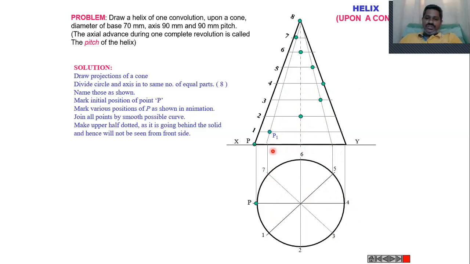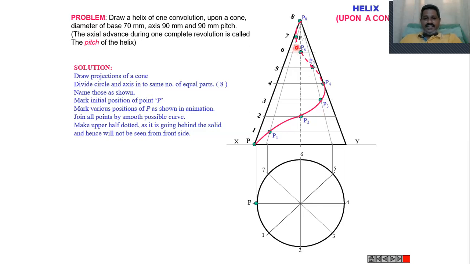Then name all those points as P1 to P8 like this. After naming, join all those points to get a smooth curve. While moving from the initial point to P4, it looks like a thick line. That means in the front view you can see the movement of the point clearly in this path. Then it will move backwards, so we indicate that as a dotted line like this. This is the curve on the circumference of the cone.